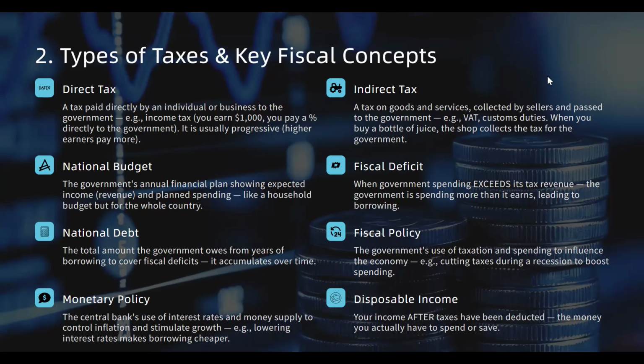So if they wanted to use monetary policy to increase spending, what would they do with the interest rates? Would they raise it or lower it? Lower it. Now loans are easier to afford. All right.